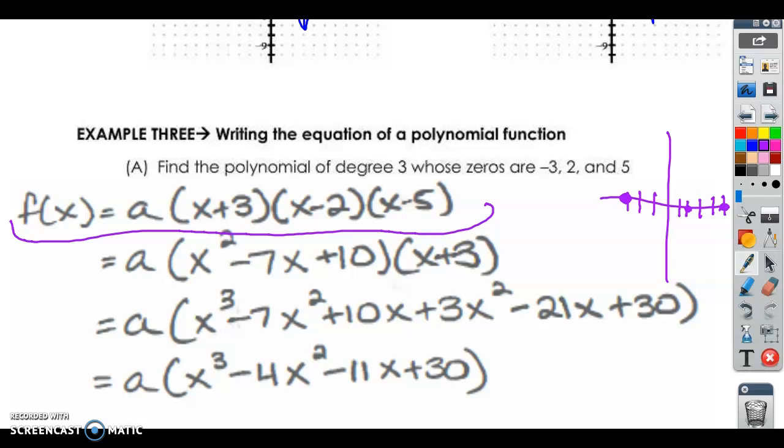It doesn't matter which two polynomials you choose to multiply first. I just decided to multiply, this is not even my handwriting, those two polynomials out first, and then multiply this trinomial by this binomial. And then you combine all the like terms. And I just left a in front because we don't know what a is.